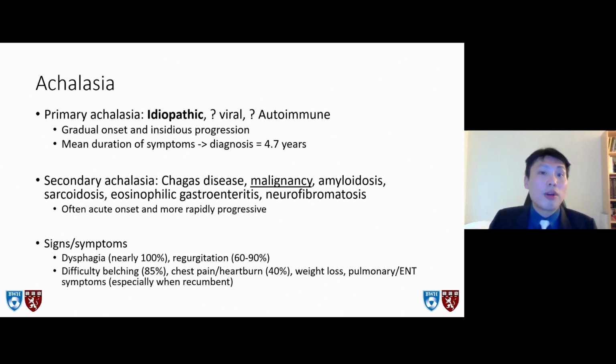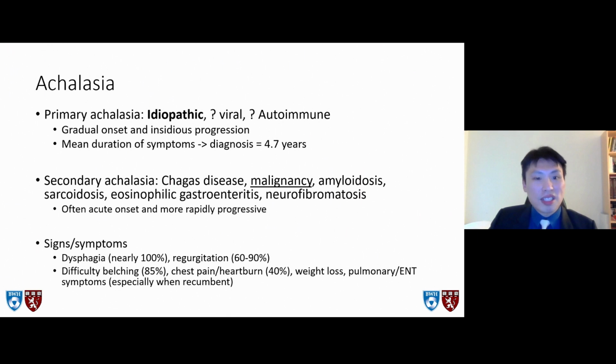Secondary achalasias are patients who have other conditions leading to an achalasia pattern in the esophagus. Chagas disease is one that we know about, but the one that we most commonly see in terms of secondary achalasia is a malignancy, which can be a malignancy of the GE junction or even a distant malignancy causing a paraneoplastic syndrome leading to esophageal dysmotility and an achalasia pattern. The key is that these patients often have a more acute onset and more rapidly progressive symptoms compared to primary achalasia. So they can come in with symptoms for just months and rapidly deteriorating.